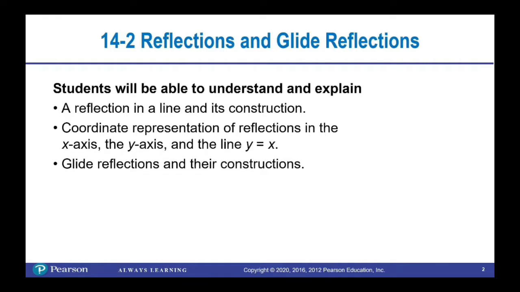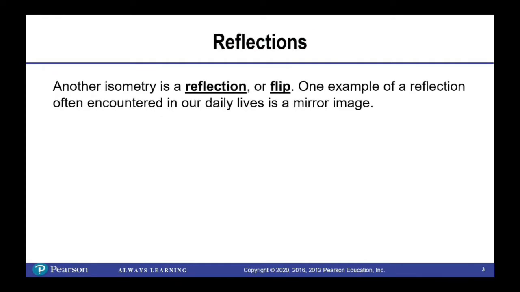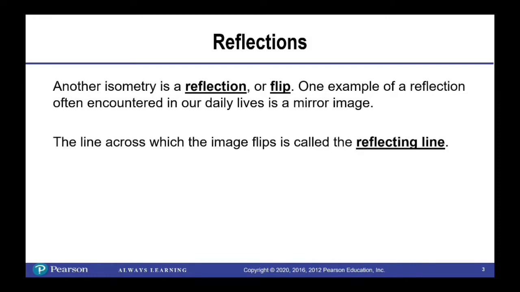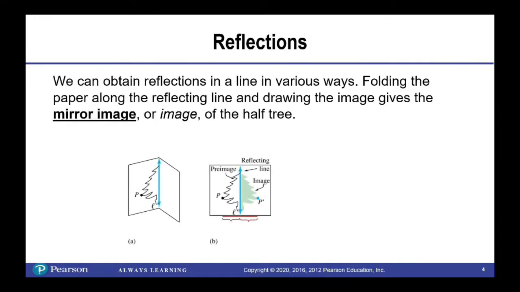So let's get started. Another type of isometry is called a reflection or a flip. One type of reflection that we see in our lives is a mirror image. The line across which the image flips is called the reflecting line. We can obtain reflections in many ways, and one way is to fold the paper across the reflecting line and draw the image, which gives us the mirror image, or in this case the image of a half tree.